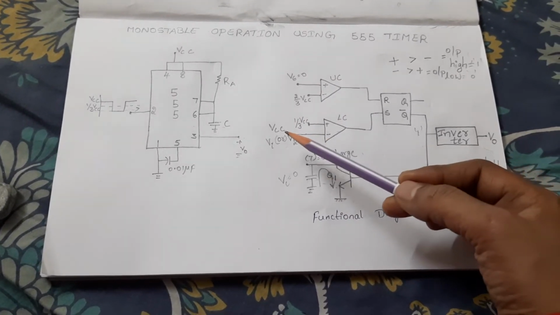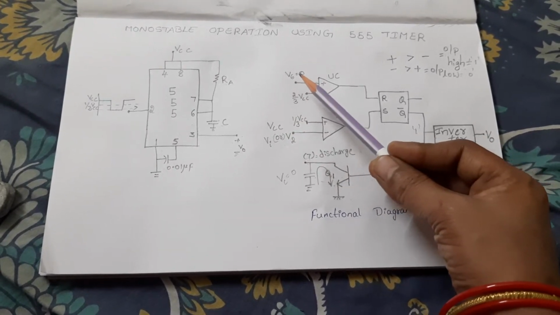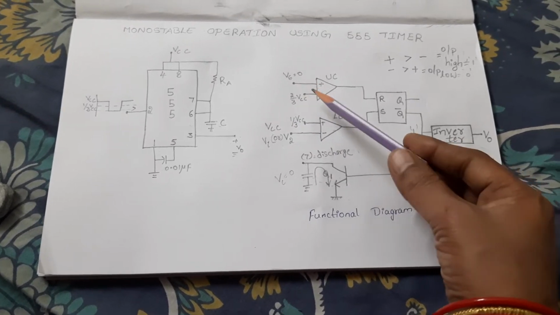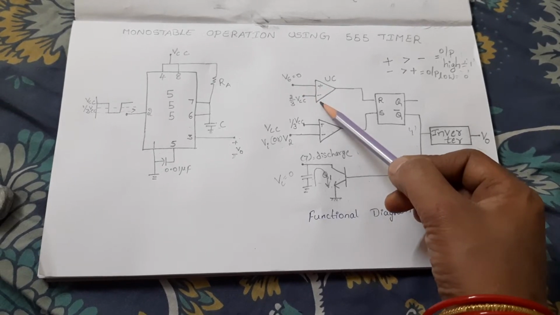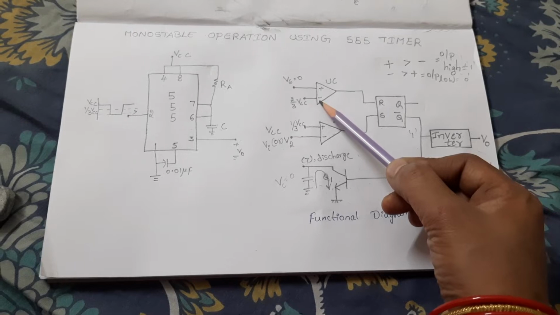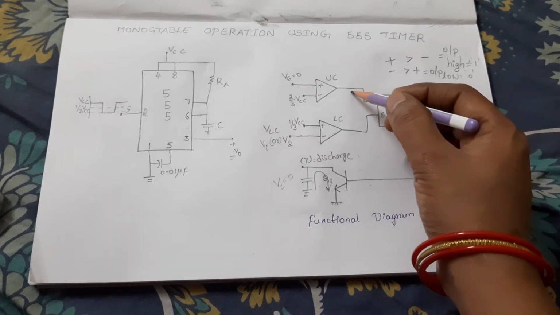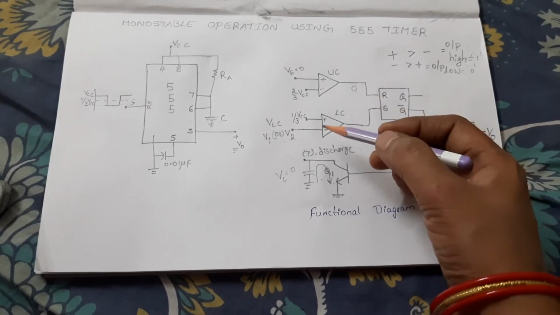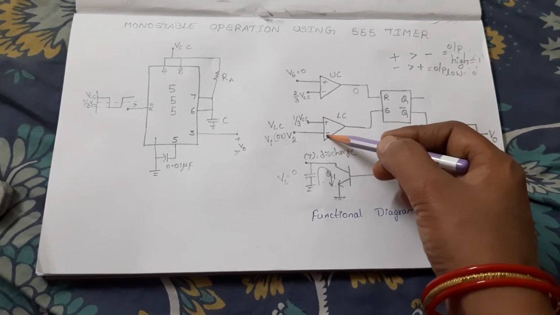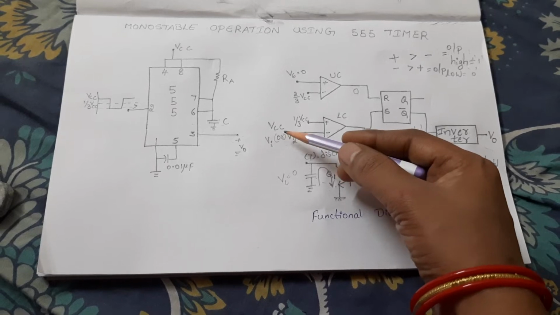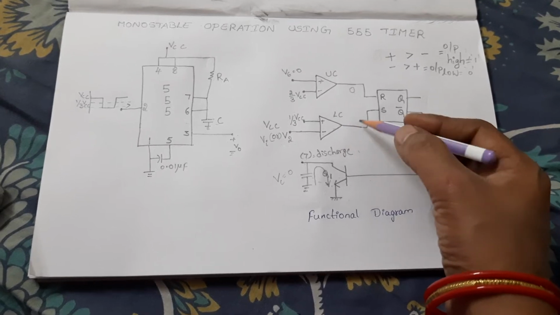Meanwhile, here it is VCC and here it is 0, because it is connected to ground. So there is no voltage for the 6th pin. For the upper comparator, the positive terminal is 0 and the negative terminal is 2/3 VCC. Negative is greater than positive, so the output will be 0, low. For the lower comparator also, the positive terminal is 1/3 VCC and the negative terminal will be VCC before applying the triggering pulse. Negative is greater than positive, so the output will be 0.